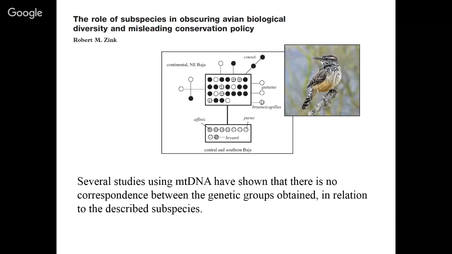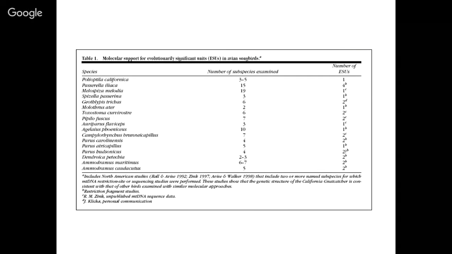For instance, using mitochondrial DNA, they discovered that there is no correspondence between the genetic groups obtained and the described subspecies. Actually, of 43 species, only 3% of the subspecies coincide with evolutionary entities, as can be shown in this slide, the list of other examples about the artificiality of subspecies.